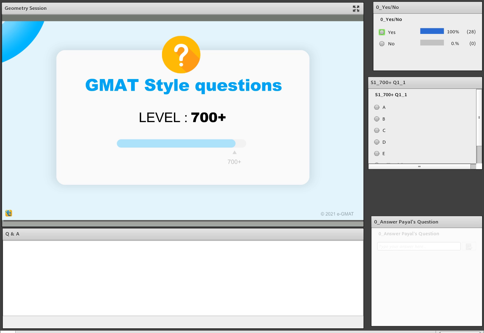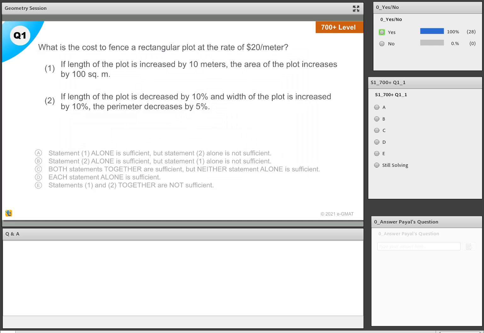Let's see how many folks have selected. I still have 36. That's okay. I think we'll get used to clicking on this as we proceed. Okay, so here is your first question. Go ahead and solve it.